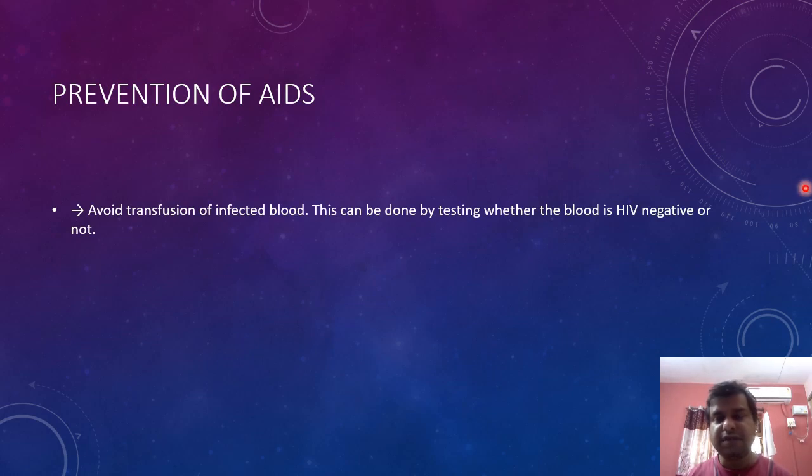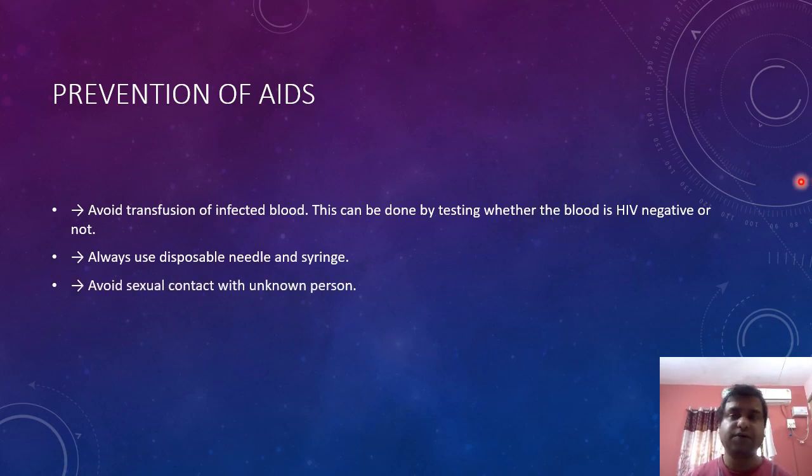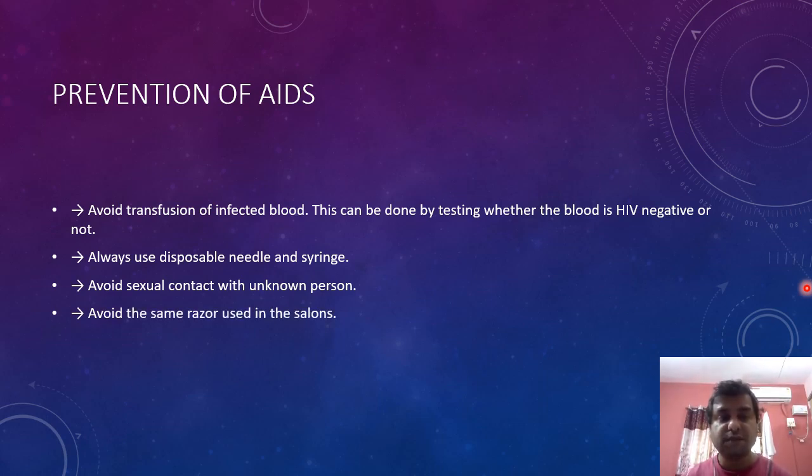Prevention of AIDS. Basically, you just need to prevent whatever causes AIDS. That is, avoid transfusion of infected blood, use disposable needles and syringes. It is also important to make sure whenever you go to a salon, somebody cuts your hair or uses a razor, make sure they use a new razor and are not using a used razor that has been used on some other person. Avoid sexual contact with unknown people, very very important, or someone whose history you do not know. Avoid the same razor used in salons.